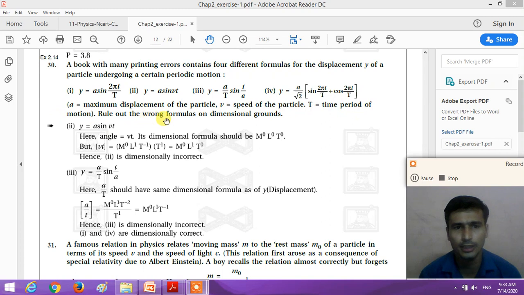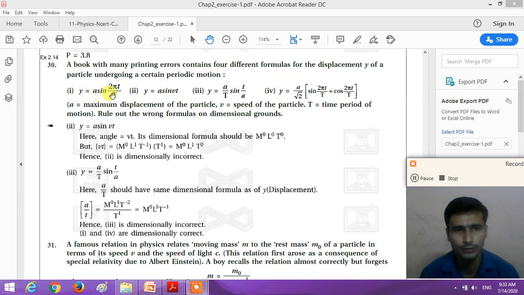Rule out the wrong formula on dimensional grounds. With the help of dimensional analysis, we find out which formula is wrong. So, in all the formulas, a sine angle is given to you. So, what is the dimensional formula of the angle? The dimensional formula of the angle is 0. So, we check the dimensional formula of all the angles.